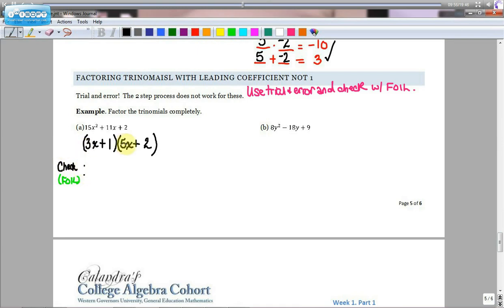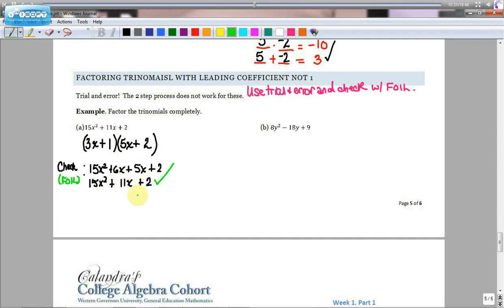So first times first, 3x times 5x is 15x squared. Outer times outer is 6x. Inner times inner is 5x. Last times last is 2. So we have 15x squared, 6x plus 5x is 11x, plus 2. And we see that that is what we started off with. So we got lucky and picked the right combination.